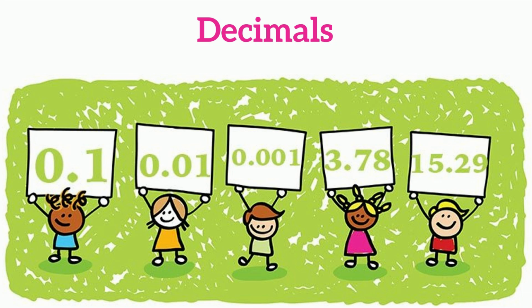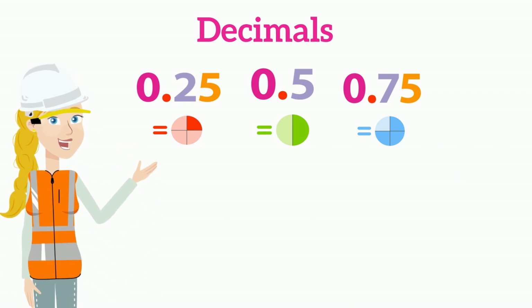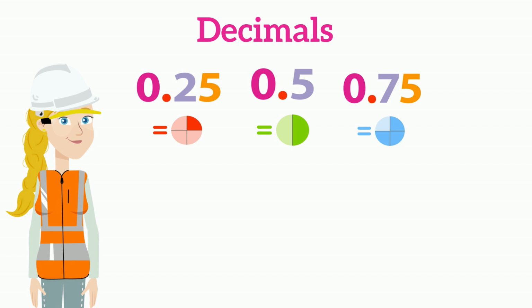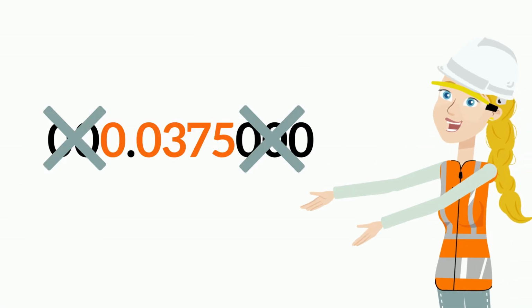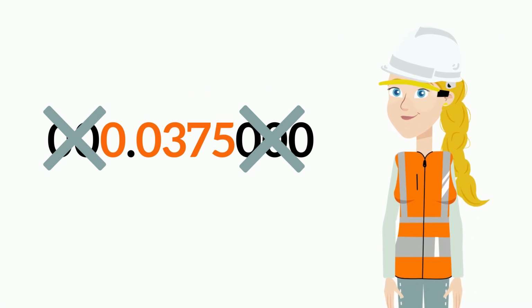Firstly, what is a decimal? A decimal is a way to represent numbers that are not whole by using a decimal point, like a quarter, a half, or 3/4. This is how decimal numbers should look. They can only have one 0 before the decimal point, not more than one 0, and they can't have any zeros at the end.